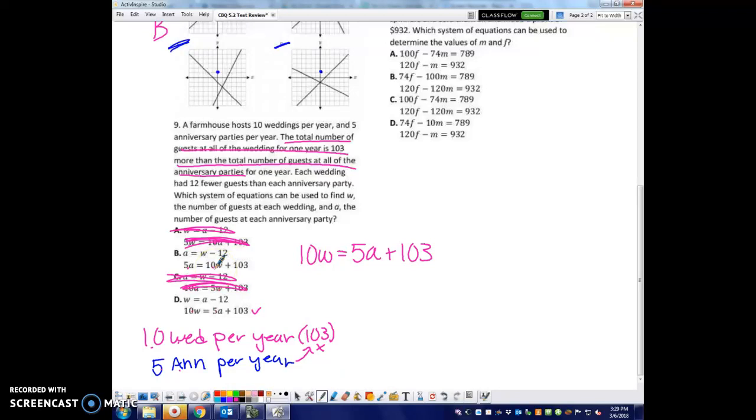Now, let's also check what it said here. Each wedding has 12 fewer guests than each anniversary party. So each wedding has 12 fewer guests than every anniversary party. So that is here. Okay, try reading it and see if it makes sense. An anniversary party equals weddings minus 12. That's not what that said, so we would know that was wrong. Okay, so you might have to sit and play with it for a little while.